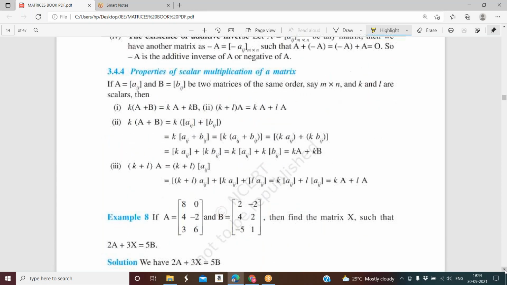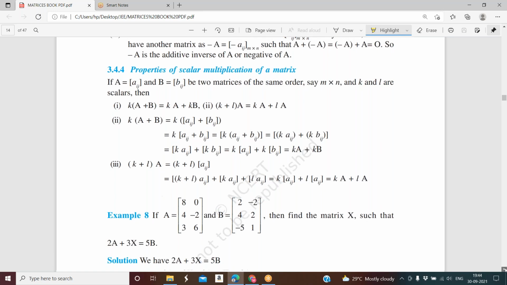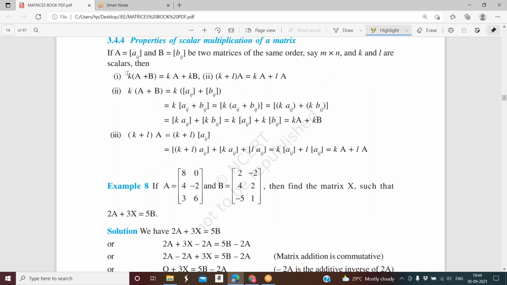Next, properties of scalar multiplication of a matrix. Let A and B be any two matrices of the same order, say M by N, and K and L are scalars. What is the first property? K times (A plus B) gives K into A plus K into B. We can bring this K inside the bracket. It will give you K into A plus K into B.